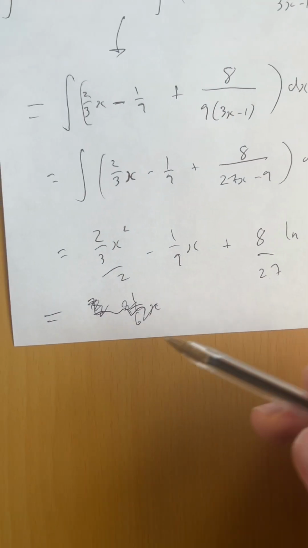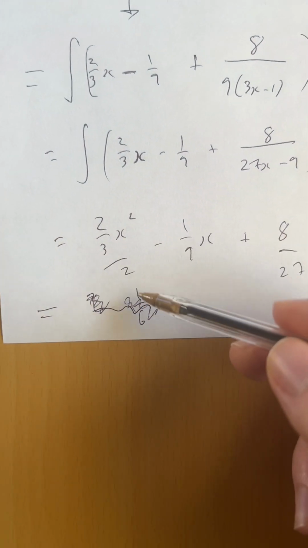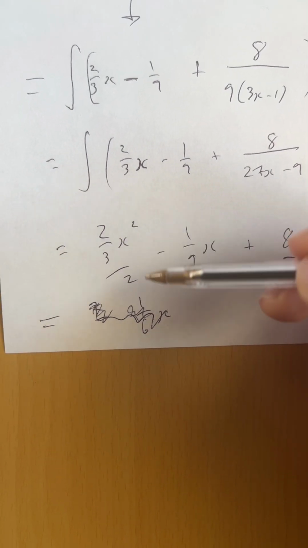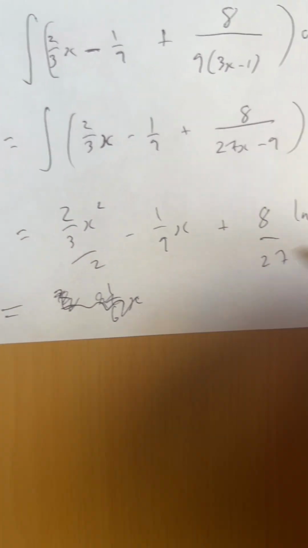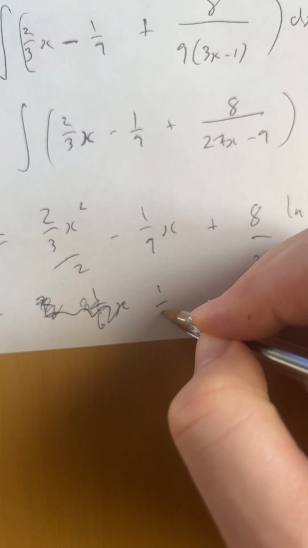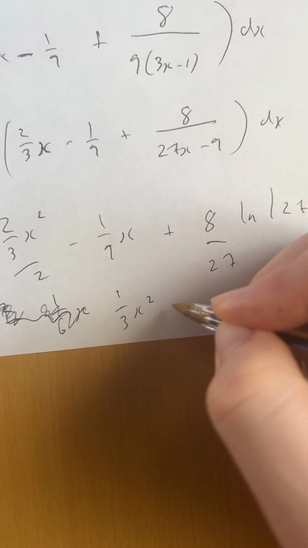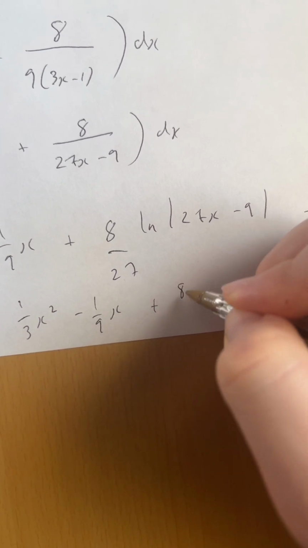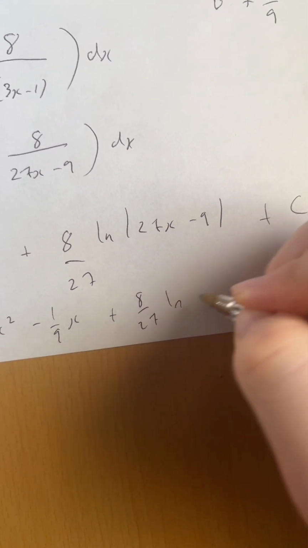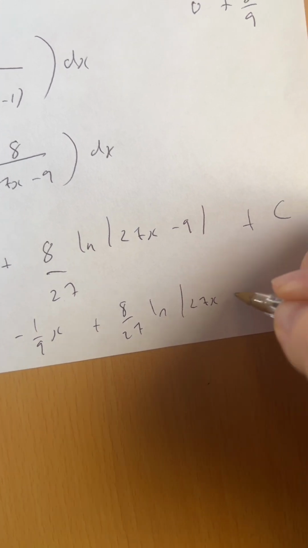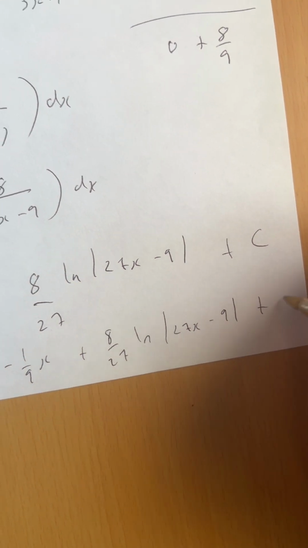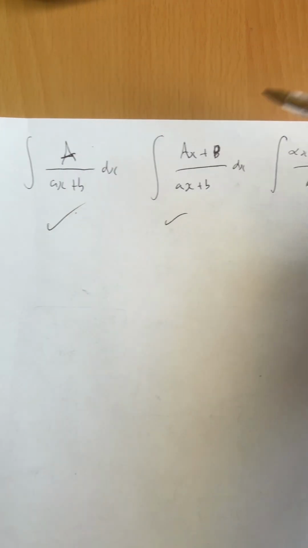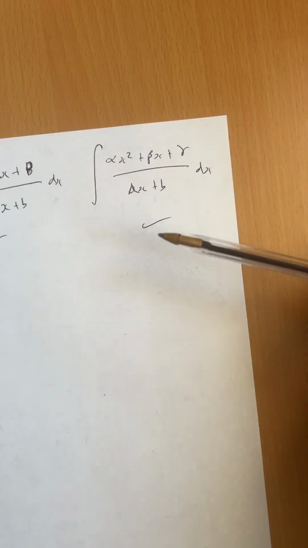Let's just tidy everything up. I tried to tidy this term up there, but I made an error with the numbers. So 2 over 3 divided by 2, that should be 2 over 6, which is 1/3. I wrote 1/6 here for some reason. So 1 over 3 x squared, and then minus 1/9 of x, and then plus this 8 over 27 ln modulus of 27x minus 9, plus c. So now we're happy with integrating a constant over a linear, linear over linear, and quadratic over linear.